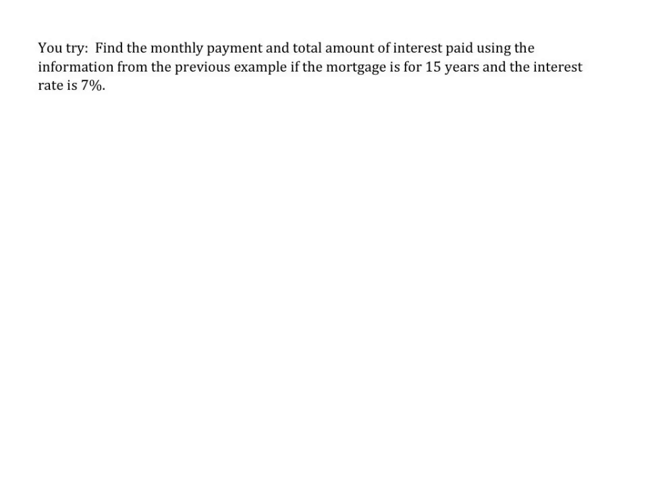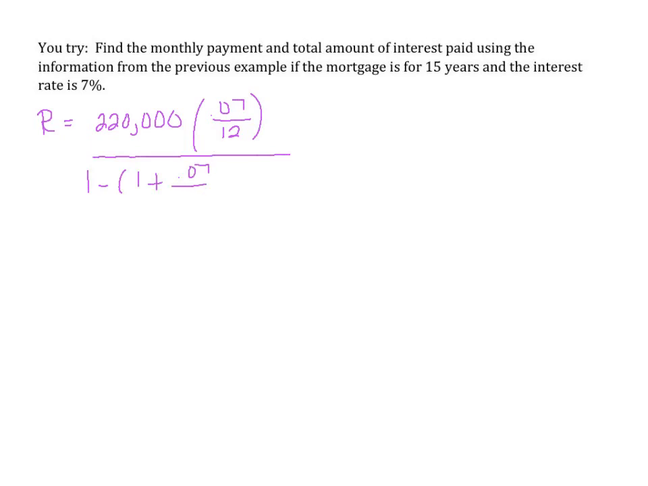So we're still borrowing $220,000. This time our interest rate is 7%, so 0.07. We're still making monthly payments, so divide by 12. All over 1 minus 1 plus 0.07 divided by 12 to the power of monthly payments. Instead of 30 years, we now have knocked it down to 15 years.